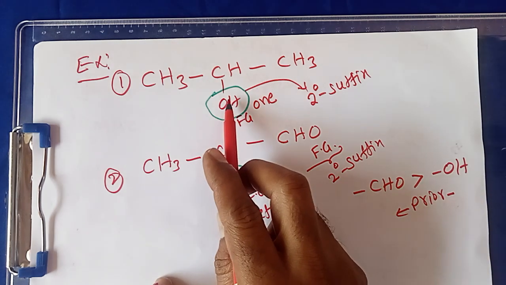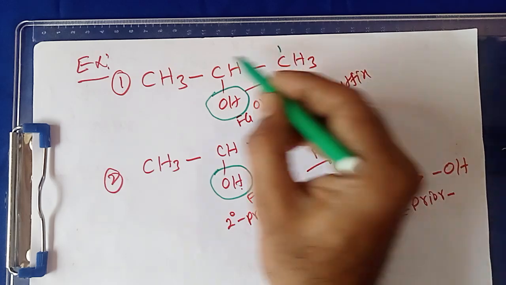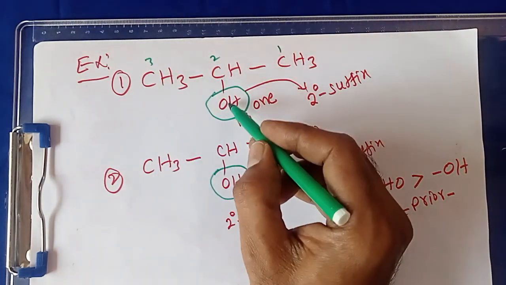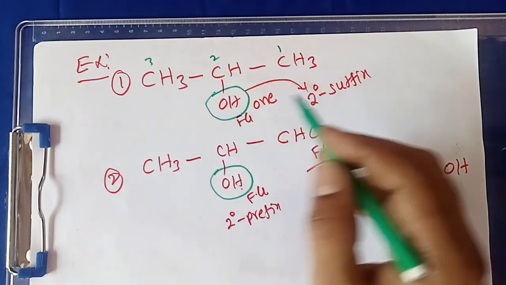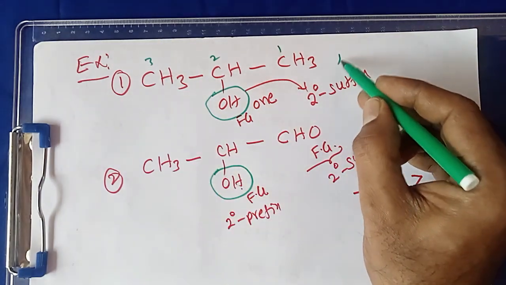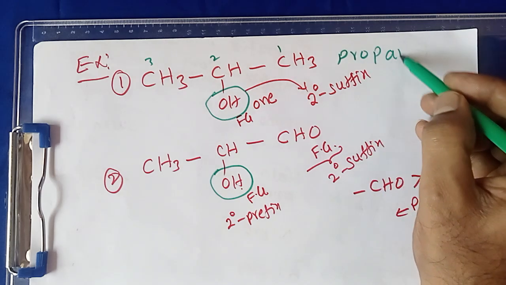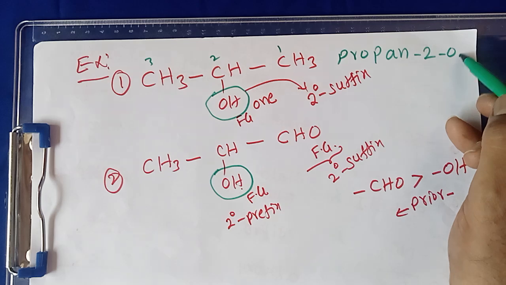Then I will give the IUPAC name of this compound. IUPAC numbering 1, 2, 3. So on the second carbon the OH group is there. First, what is this IUPAC name? Here I wrote that. 3 carbons, root word prop. Primary suffix an. Second carbon alcohol is there, 2-ol.